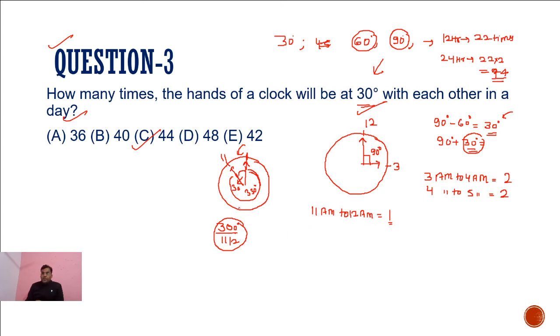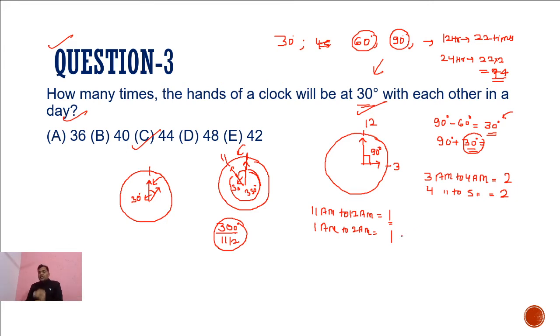And also, if you see that when the time in the clock is 1 a.m., the angle between the hands of the clock is already 30 degrees, right? So therefore, from 1 a.m. to 2 a.m., this angle will be made only once, not twice, because an angle of 30 degrees already existed when the time is 1 a.m. So it will not be made twice, it will be made only once, right?